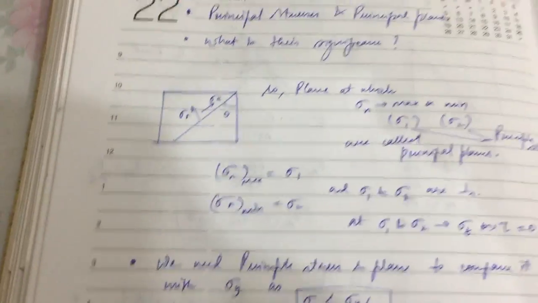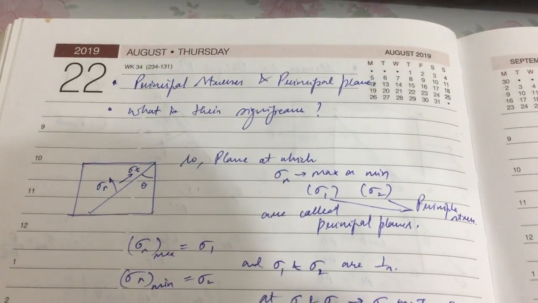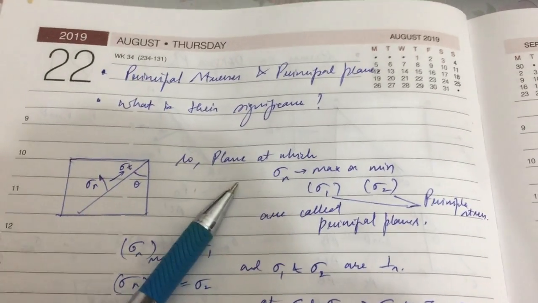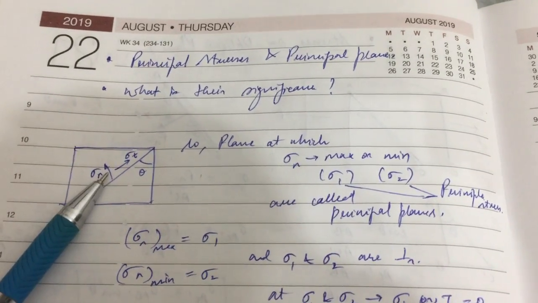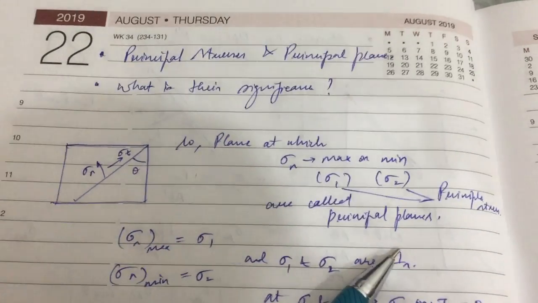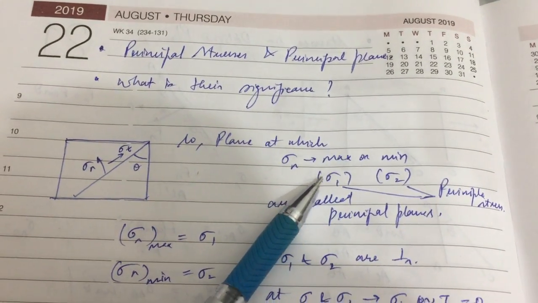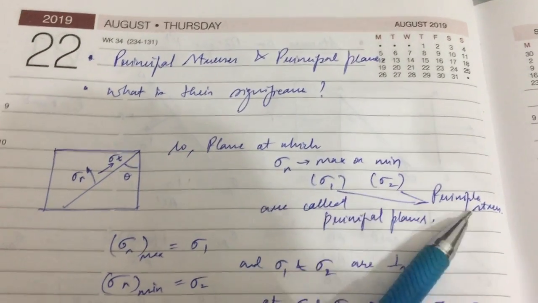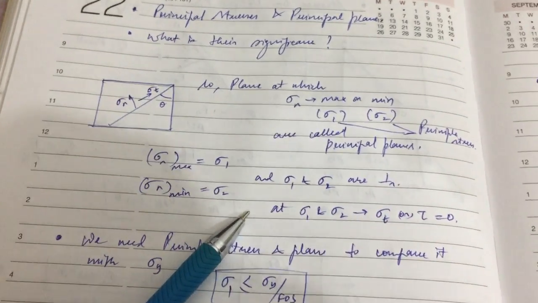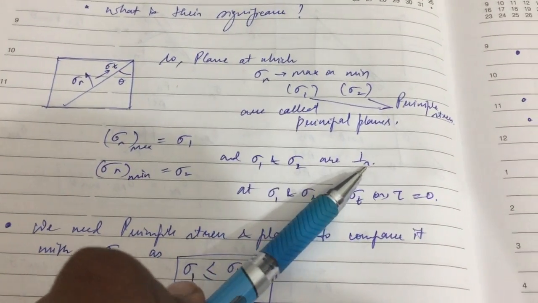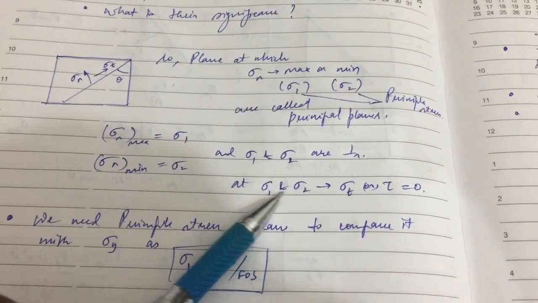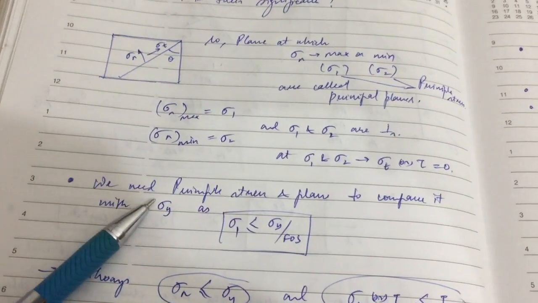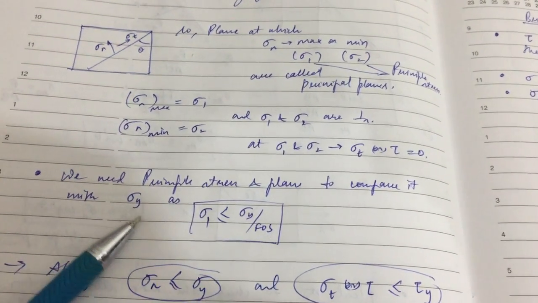The next question is, what are principal stress and principal plane, and what is their significance? For a given material like this, a plane at which the normal stress is maximum or minimum is called a principal plane. At any given plane, the maximum normal stress is called sigma 1, and the minimum normal stress is called sigma 2. These are called the principal stresses. We need to know that both principal stresses are perpendicular to each other, and wherever the principal stress is happening, at that plane the shear stress is always 0. We need to know the principal stress and plane to compare it, again, with the yield stress.